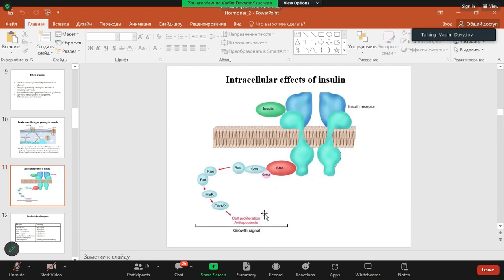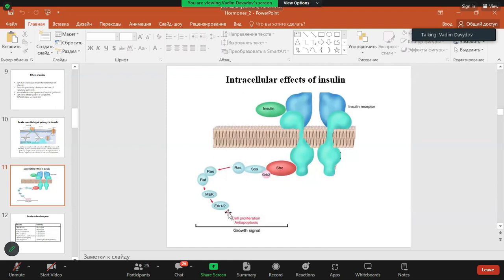And my dear colleagues, please note, first of all, these proteins may take part in the control of growth of cell, differentiation of cell, control of apoptosis, and so forth. So they take part in the formation of the so-called very slow effects of insulin, growth effects.